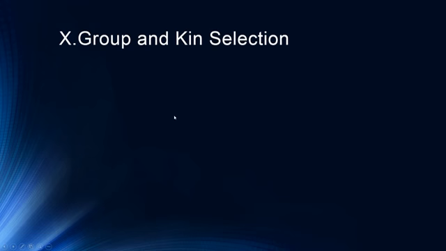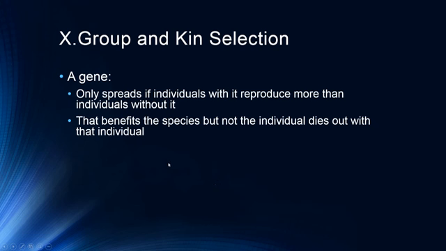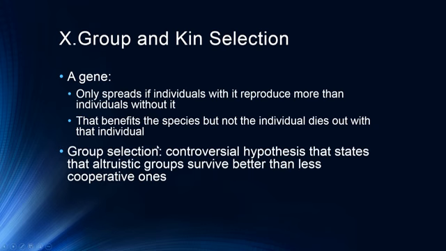So group and kin selection are an important part of this process. The gene only spreads if individuals with it reproduce more than individuals without it. So that benefits the species, but not the individual, and it dies out with the individual. So only those who pass that gene on are likely to benefit the species. There's this idea of what's called group selection. This is a controversial hypothesis that states that altruistic groups survive better than less cooperative ones, and that has to do with this passing on of altruistic genes. This is a very controversial question.